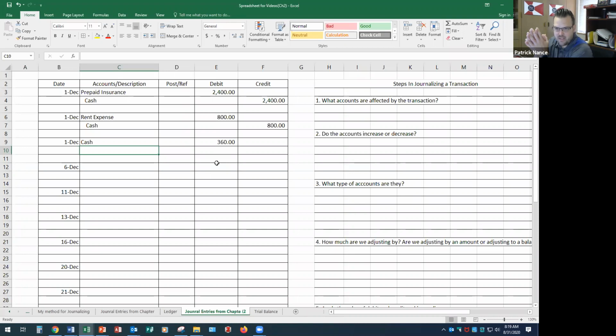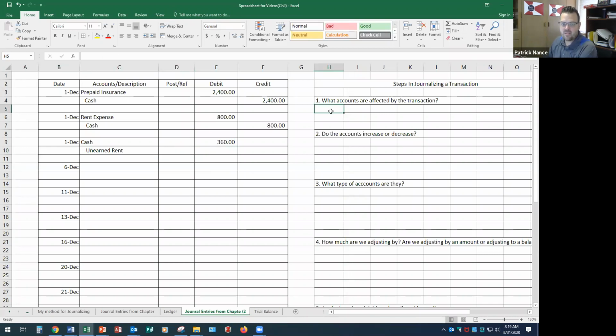So they paid 3 months in advance. So for now, I need to book a liability showing that I owe them this time on the land that they rented from us. So we have a new account called unearned rent. And what it will become once it is earned is earned rent or rent revenue. Unearned rent is a liability account.